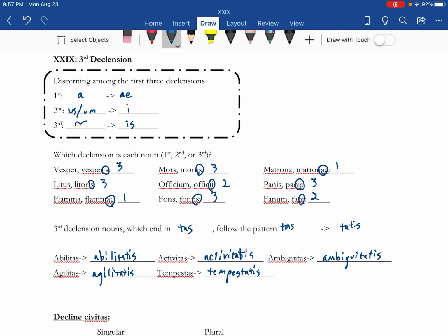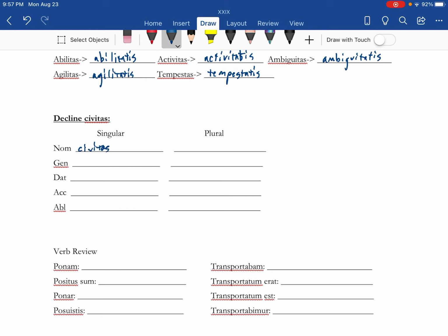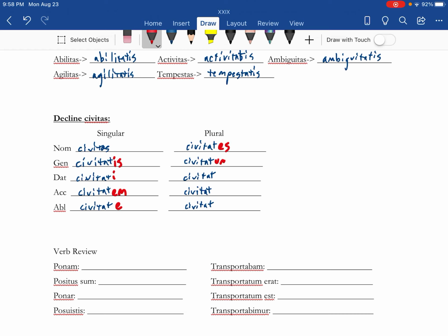And for the most part, and the last one is going to be an exception, if you switch the AS to a Y, you're going to get pretty much the English equivalent. All right, so with this, if we follow the rule, so civitas, and then the tas goes to tatis, and we got our stem, civitat. And this is just going to get your third declension endings: es, um, a, ibus.